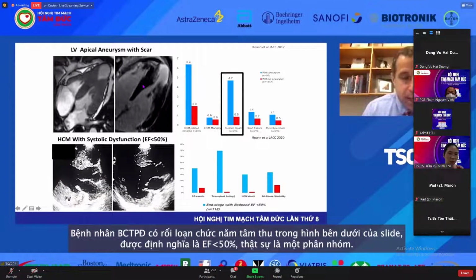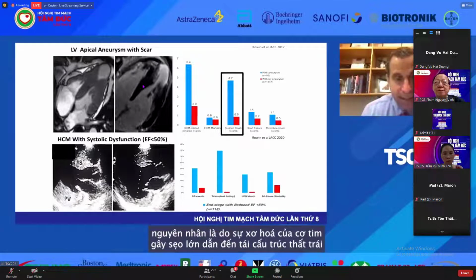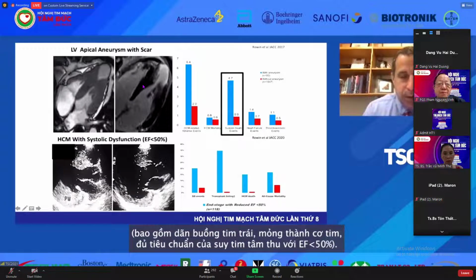On the bottom half of the slide are HCM patients who develop systolic dysfunction, a process that we define as EF of less than 50%. And that is, in fact, a subgroup of patients, probably less than 5% of the HCM population, who develop systolic dysfunction at some point in their natural history, a process driven by myocardial fibrosis, often extensive scarring, which causes adverse LV remodeling, which often can include LV cavity dilatation, wall thinning, with the unifying criteria for systolic dysfunction in this group of patients being EF of less than 50%.